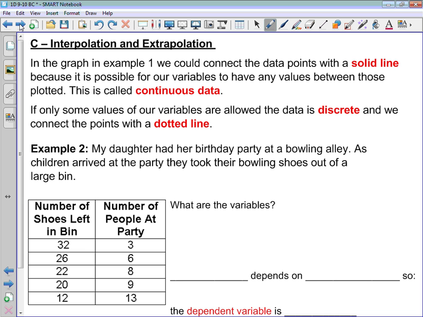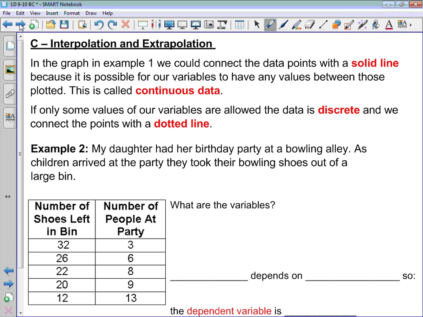So in the graph in example 1, we could connect the data points with a solid line because it's possible for our variables, i.e. cost and the number of liters, to have any values in between those that we had plotted. So I could have 40 liters of gas that I'd purchased, or 50 liters, I could have 45, I could have 45.2. It could take on any kind of number value in between those ones that I had plotted. So I connected those as a solid line to indicate that I can have any sort of value in there.